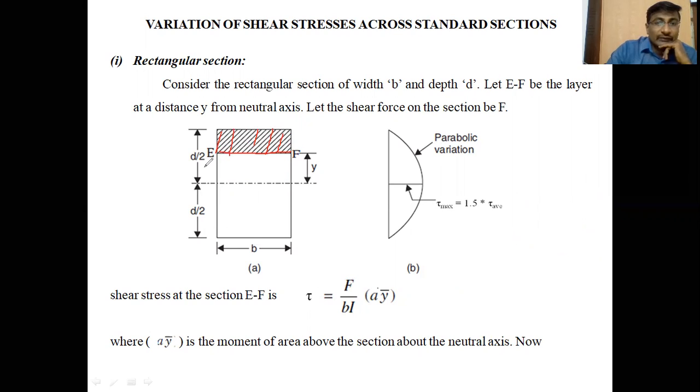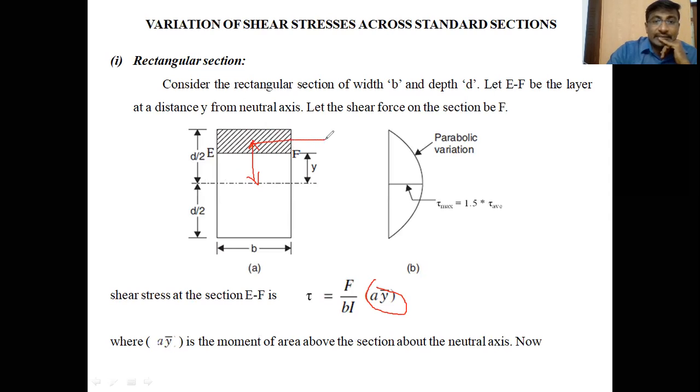Okay. So what is the area now? b into d by 2 minus y. And what does y bar mean? Y bar is the center of gravity of this area, measured from the neutral axis. Combined, we call it A y bar, the first moment of the shaded area about the neutral axis. The first moment of area is the area into the distance of its CG from the neutral axis.